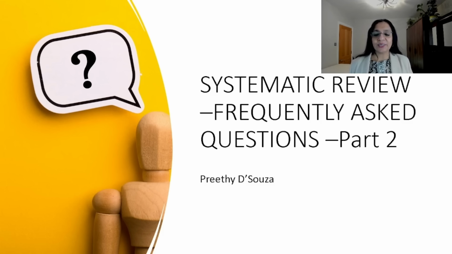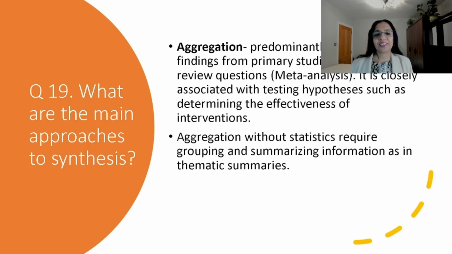I'm going to continue with frequently asked questions part 2. So the first question here is, what are the main approaches to synthesis in a systematic review? So this is frequently asked by the participants, what approaches we have to take for synthesis in systematic reviews.